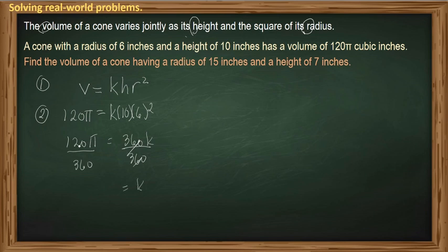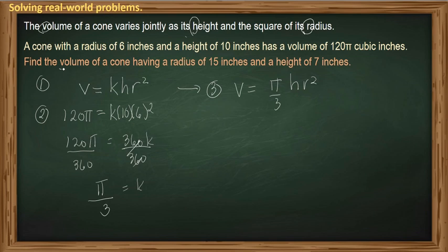So cancel this one, equals k. So we have 120 is divisible by itself, and also 360 is divisible by 120. So 120 pi divided by 120 is pi. Then 360 divided by 120 is 3. Okay. So the constant is pi over 3. Then we go back to step 1 to write the equation of variation. So we have V is equal to our k is pi over 3 times h times r squared.